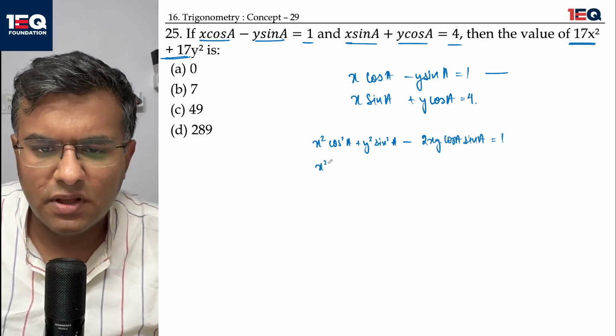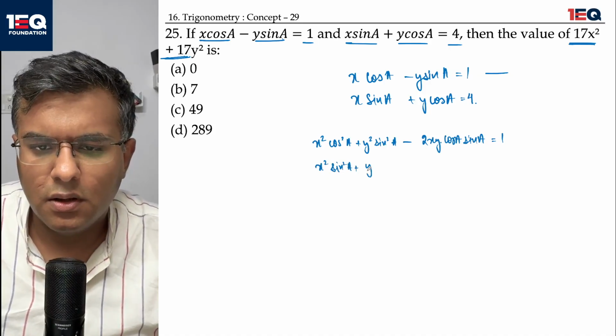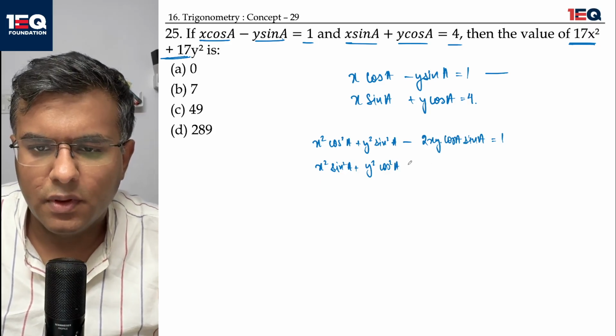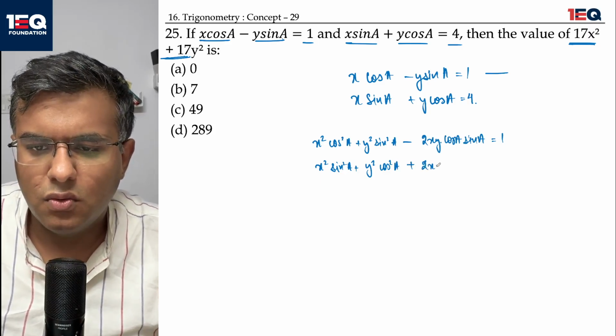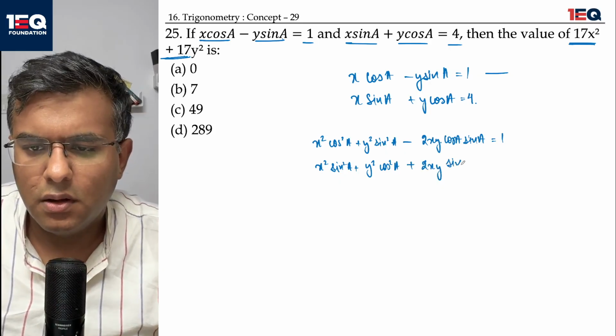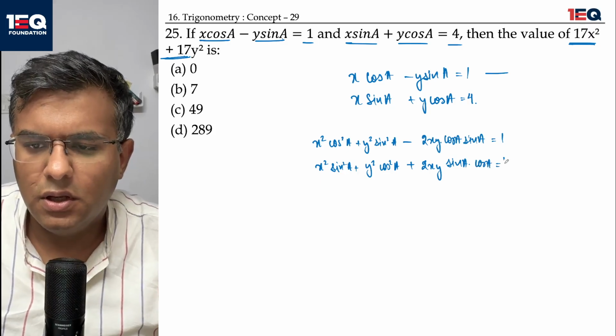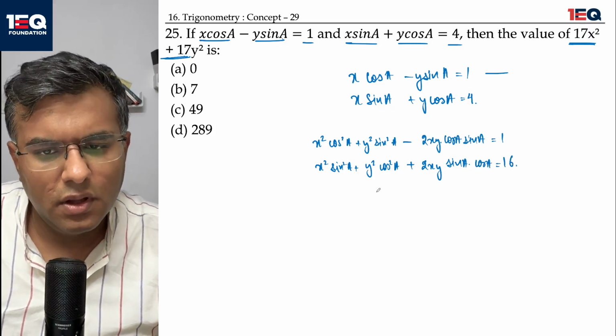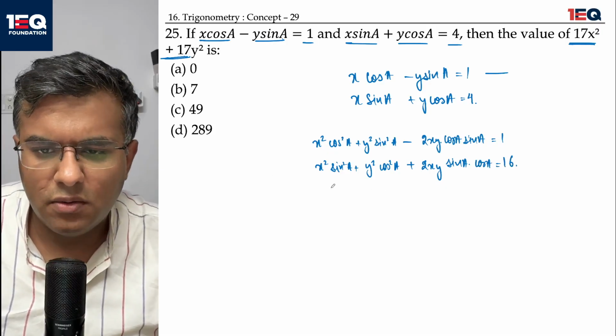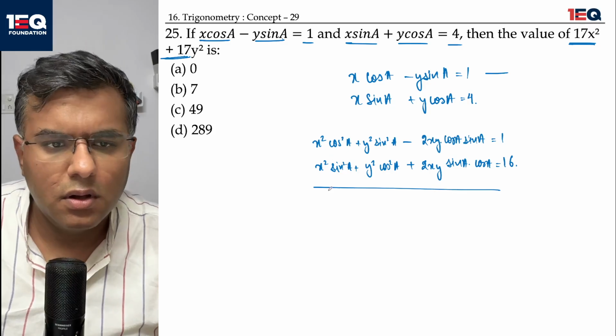Then I'll do the same thing with the other equation. x square sin square a plus y square cos square a plus 2xy sin a cos a equal to 16. Now I think we should add all of them up, right?